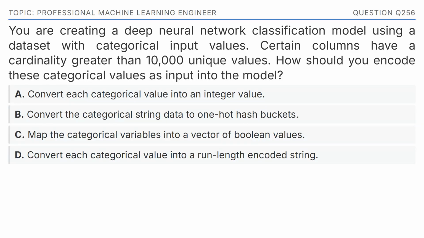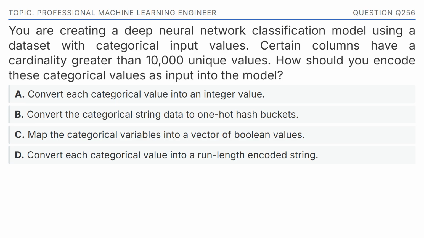You are creating a deep neural network classification model using a dataset with categorical input values. Certain columns have a cardinality greater than 10,000 unique values. How should you encode these categorical values as input into the model?